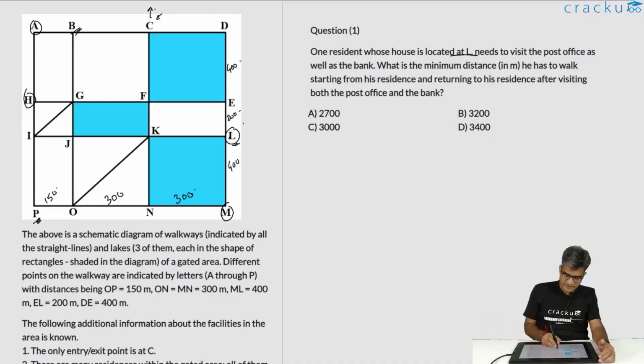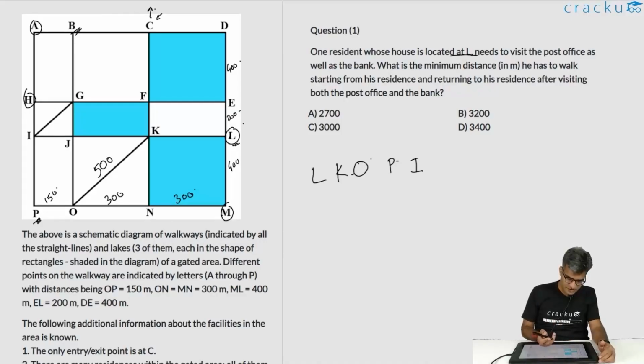So if you are starting from L, he will first go to K. Then he'll use the hypotenuse to go to O. What is the length of the hypotenuse? It is 300 and 400. So this will be 500. From O, he will go to P. From P, he will go to I. From I, again, he'll use the hypotenuse to G.